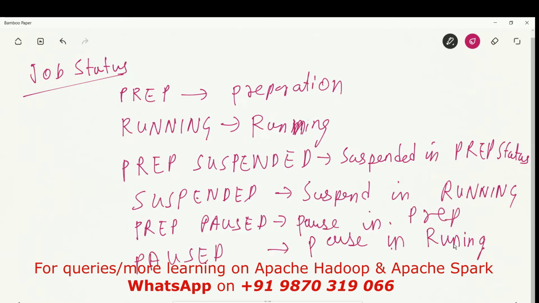What if you do a kill? If you kill a job, it will go into the kill state. Okay. So these are the basic statuses. If you see a status of a job that is prep, it means it is in a preparation state. If you see a job running, that means it is in a running state. Prep suspended means suspended in prep. Suspended, prep paused, paused, and kill. Okay. So that's it from the theory point of view.